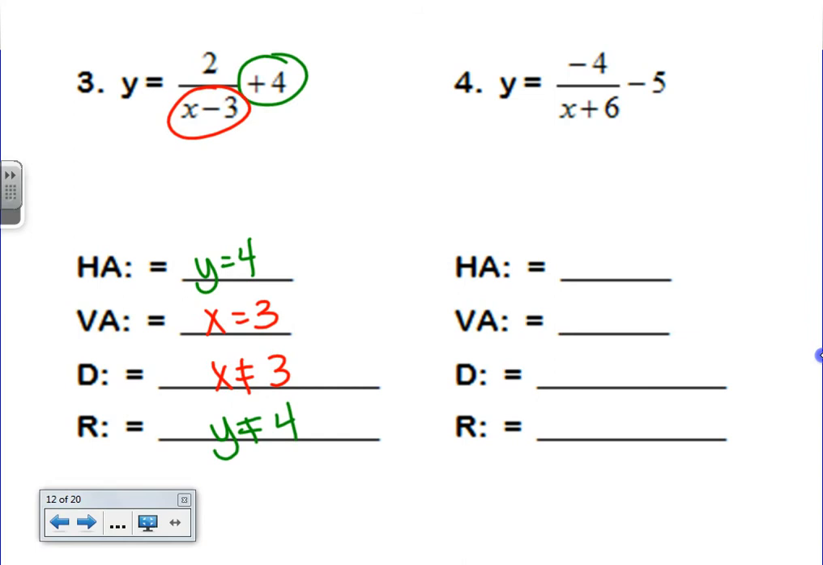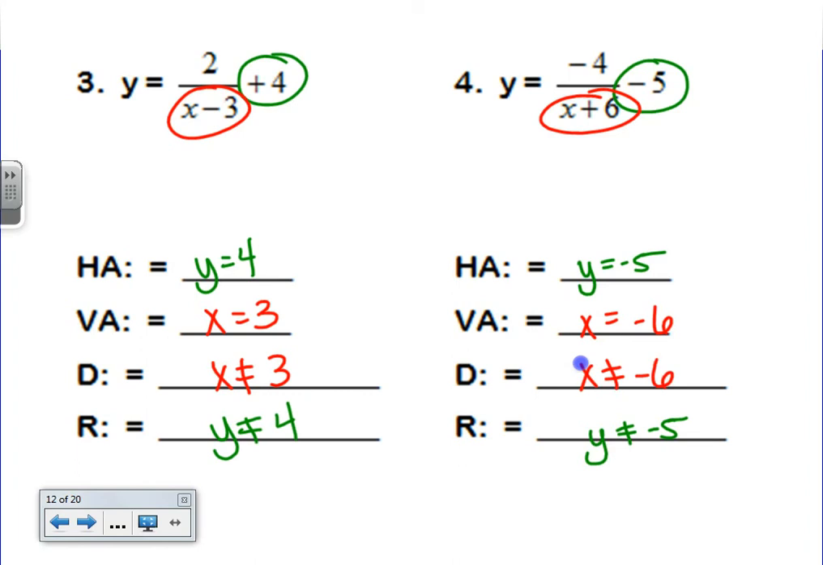And here on number 4, the horizontal asymptote is affected by the down 5 shift, so that's y equals negative 5. So I'm just going to go ahead and fill in the range: y cannot be negative 5. And then the left 6 means the vertical asymptote was shifted to negative 6, which means my x's cannot equal negative 6.